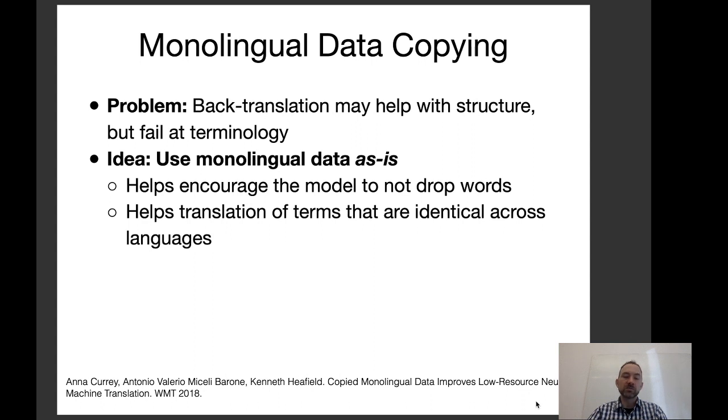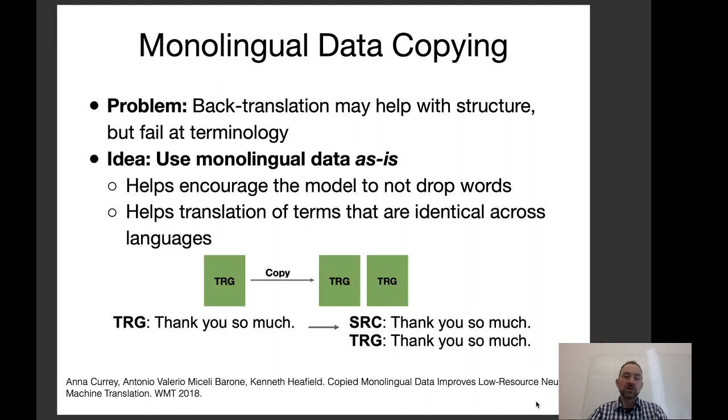So a really simple idea, almost so simple that it's surprising that it works whatsoever, is we use the monolingual data as is on both the source and target side. And basically what this does, here's a schematic down here, is this helps us encourage the model not to drop words, number one. So if we have the source and it needs to translate into the target, thank you so much, it will ensure that all of the words in the input and the output will remain the same.